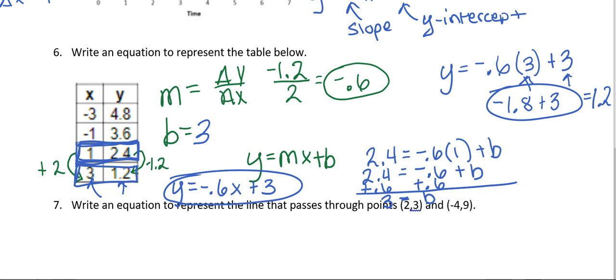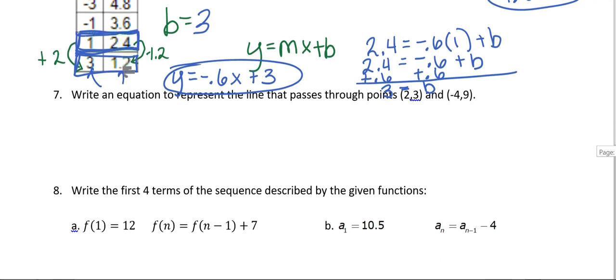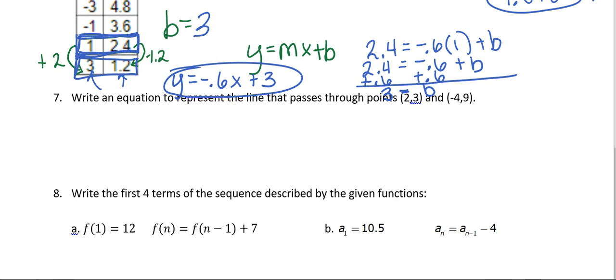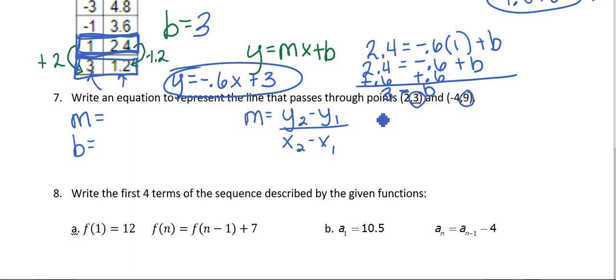Okay, write an equation to represent the line that passes through the points (2, 3) and (-4, 9). So again, I need my slope and I need my y-intercept. To find my slope, I will use my slope formula, y2 minus y1 over x2 minus x1. So I'm going to do 9 minus 3, and then negative 4 minus 2. So I have 6 over negative 6, which gives me negative 1. So my slope is negative 1.